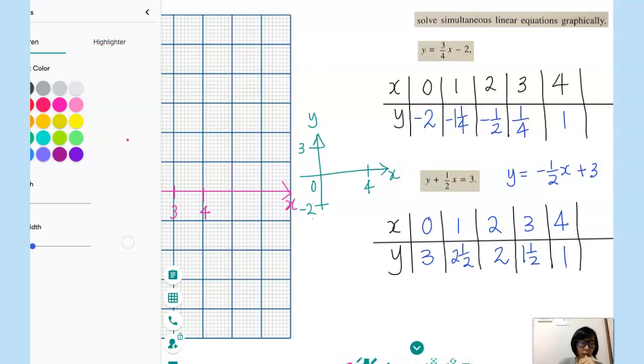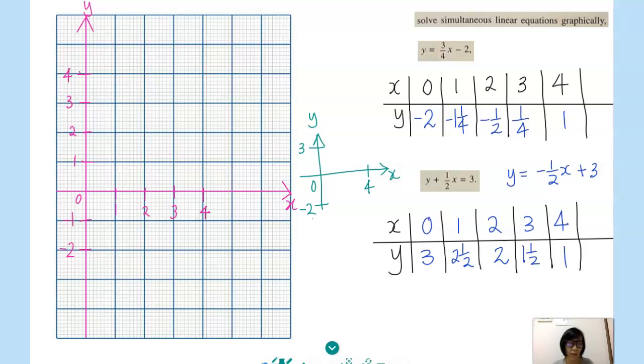Okay, because sometimes we don't have the luxury of colors, but now I have, so I'm going to use colors. So we have 0 and minus 2 for the first point, 1 and negative 1 and 1/4. So that would be 1.25, so it's around here. Then 2 and minus half, which is right over here.